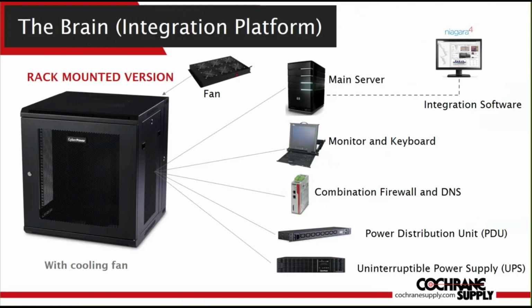So you're going to have a server. It's probably a good idea to have a monitor and keyboard so that you can access your system from right there. You want a combination firewall and DNS. There are products out there that are a combination of the two. Your power distribution and your UPS. Now imagine all this stuff being in a server rack in the facility manager's office. And then, of course, to the top right is your integration software that's going to be installed on that main server.